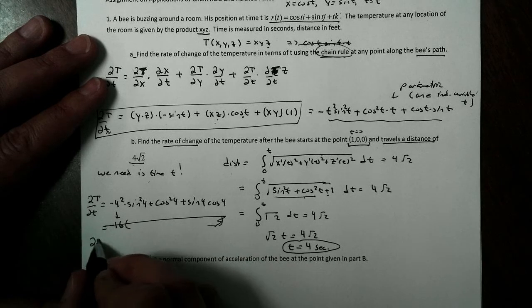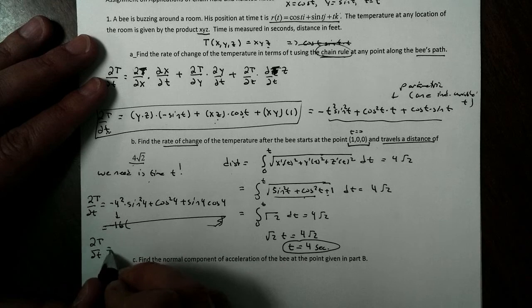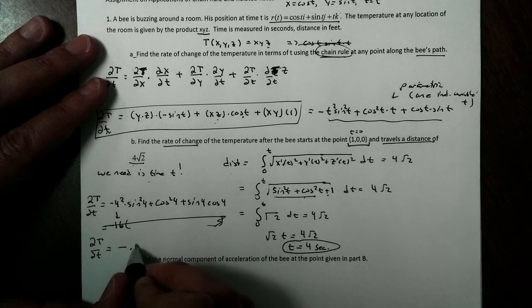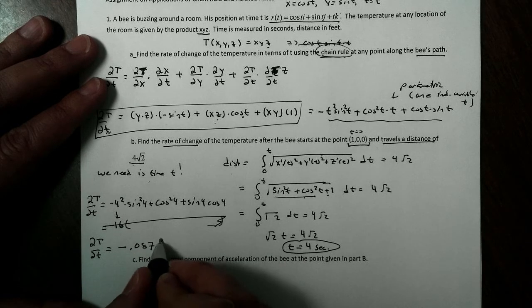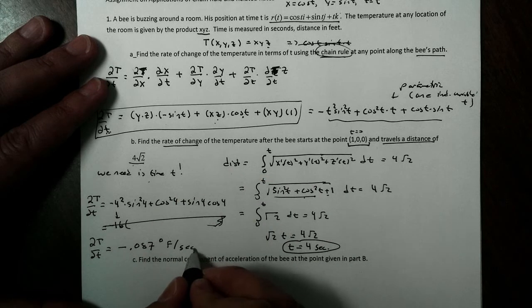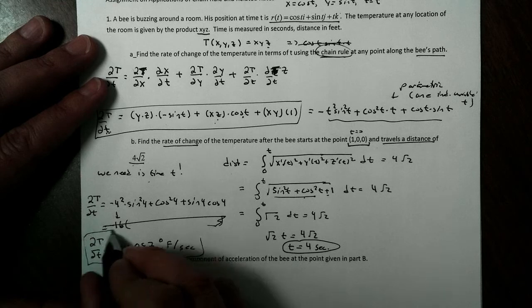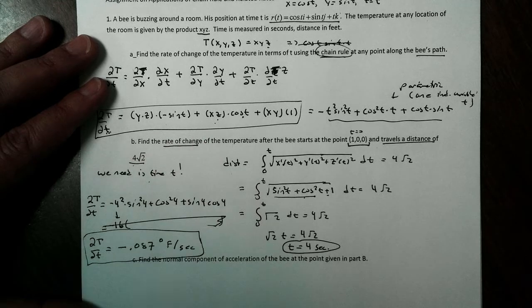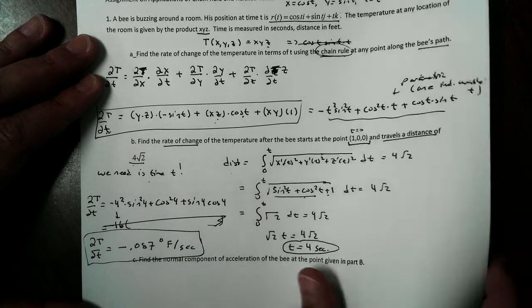And when we type this all in our calculator, what we wind up with is negative 0.087 degrees. We're talking about Fahrenheit per second. And that's the rate of change of temperature after the bee has traveled to a distance of 4 root 2 units.